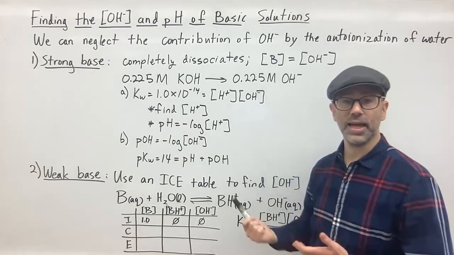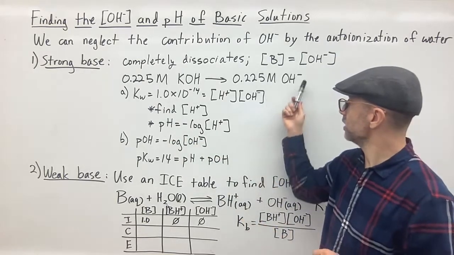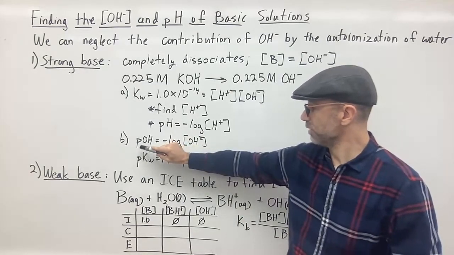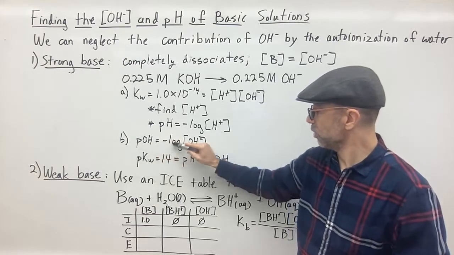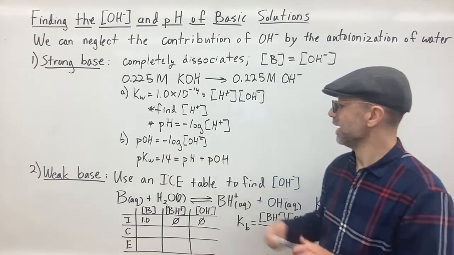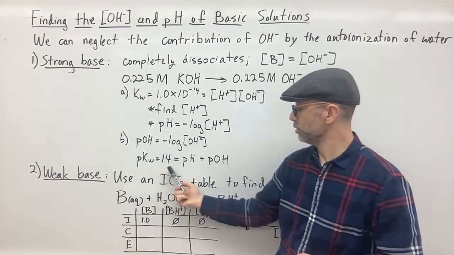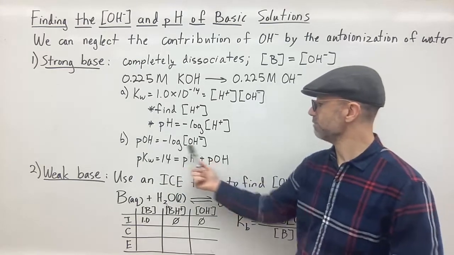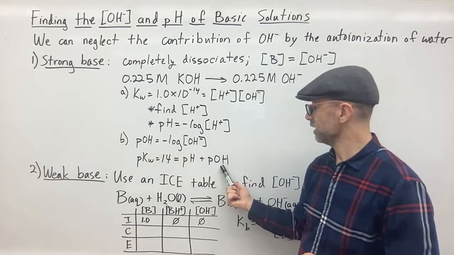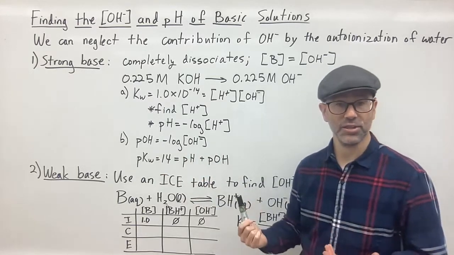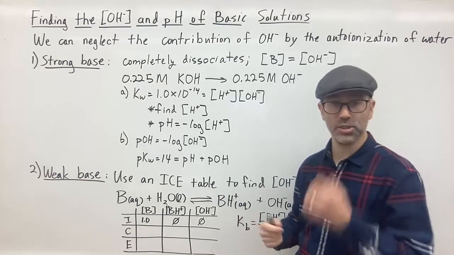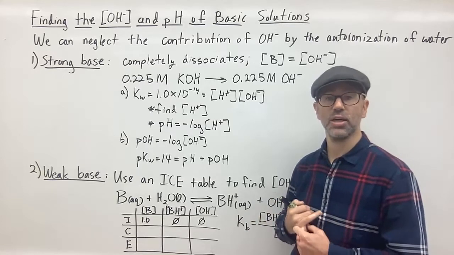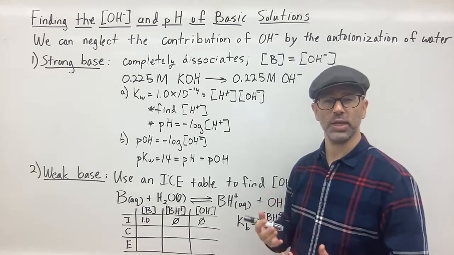A second method would be, since I know the OH minus concentration, I could plug that into the pOH equation. So I can find pOH by taking the negative log of the OH minus concentration. And then I can use the relationship that pKw, 14, is equal to pH plus pOH. So now that I found pOH, I plug that in and solve for the pH. And so I should get the same answer. So that's how you would solve a strong base problem, to find the OH minus concentration and the pH of the basic solution. What if I have a weak base?